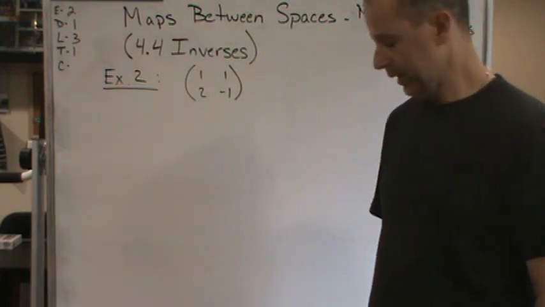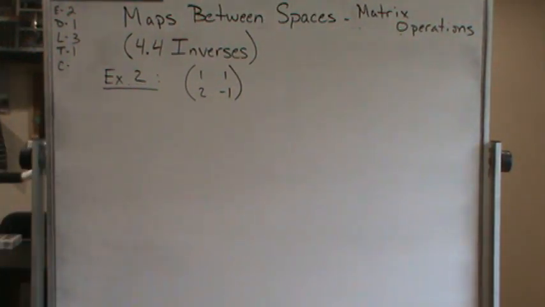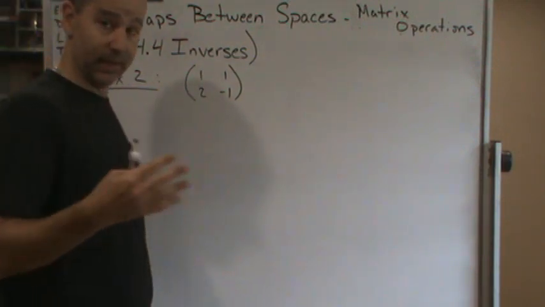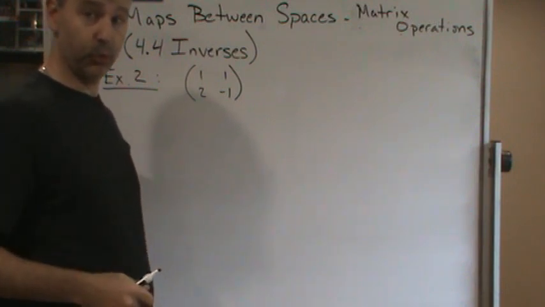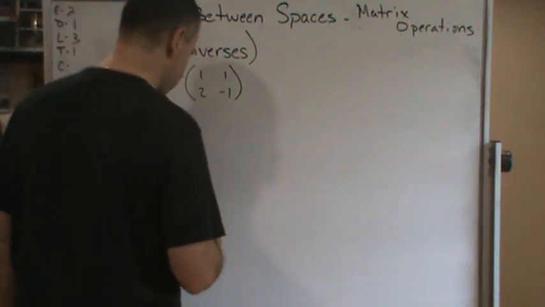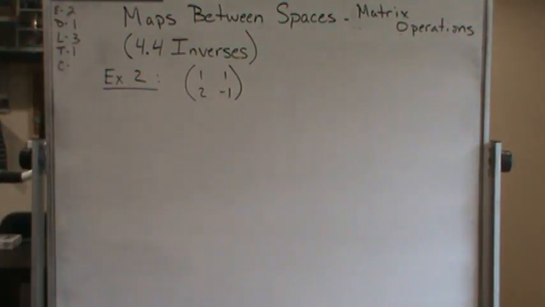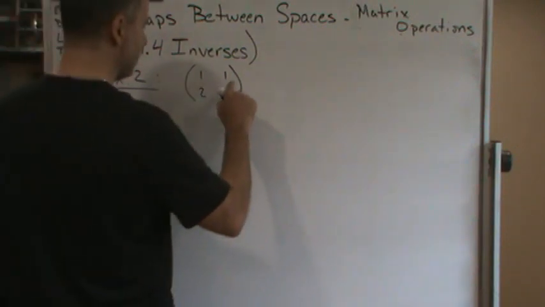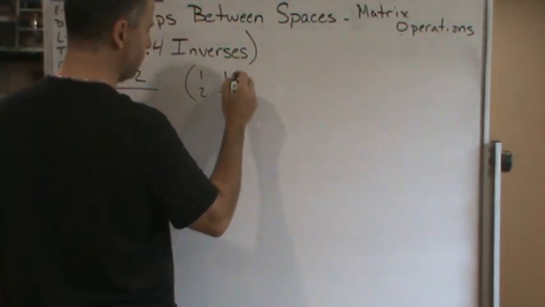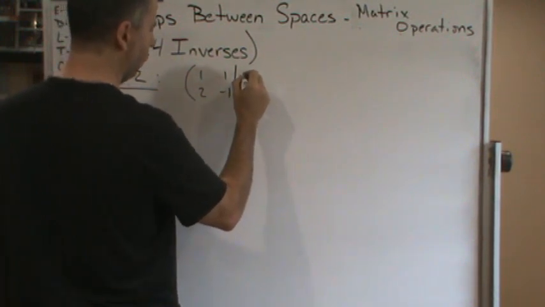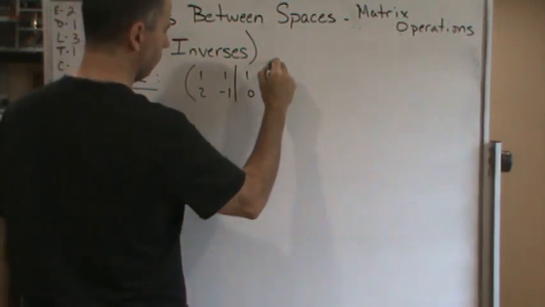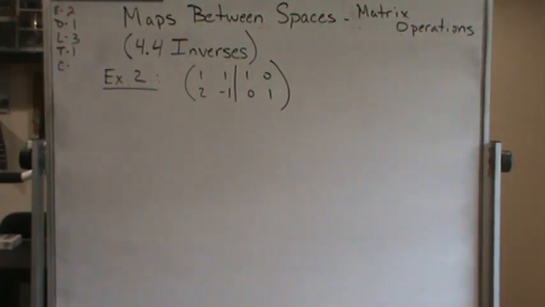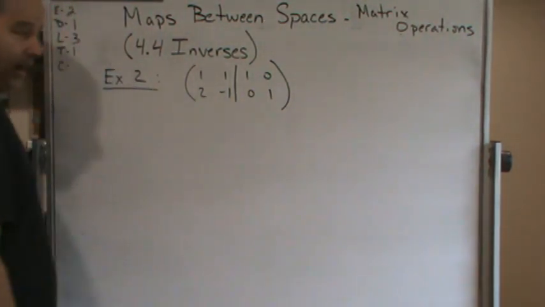Okay, so for example, what if we have this matrix here and we want to find the inverse of this matrix? Well, what we can do is apply the same method that was applied in the proof of lemma 3. So the first thing we're going to do is set up an augmented matrix with the identity, just like in the proof of the lemma. So now we have this matrix equal to I, right?